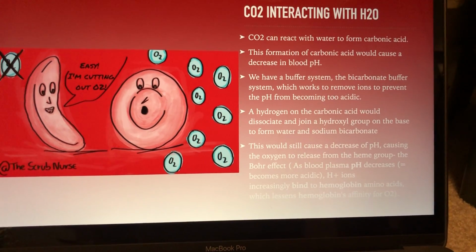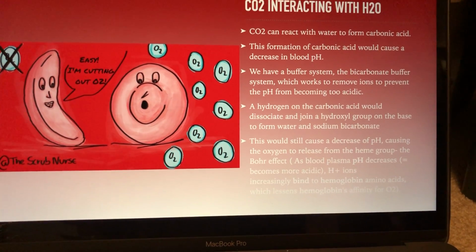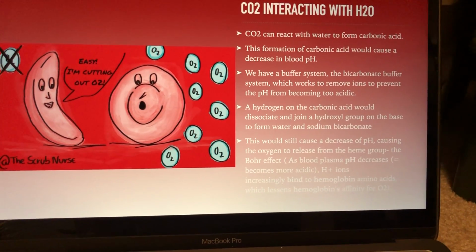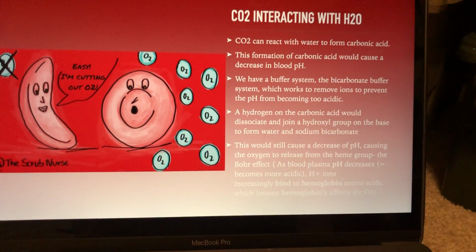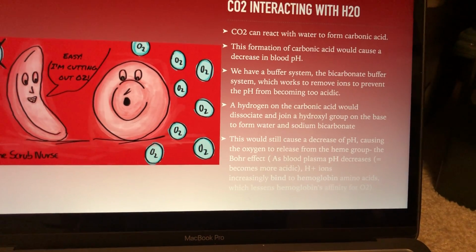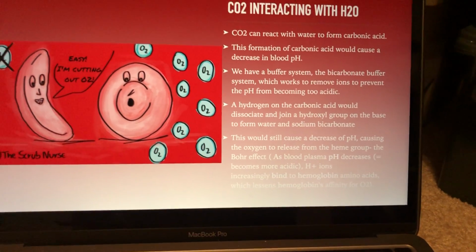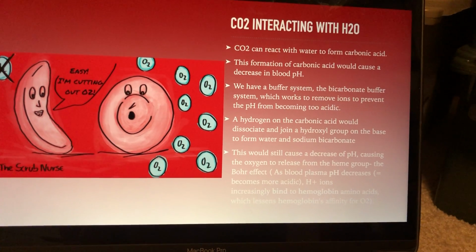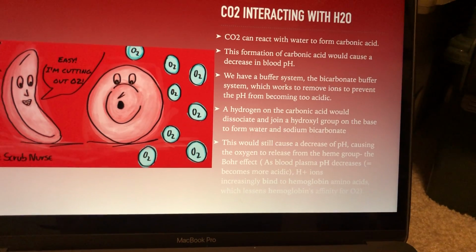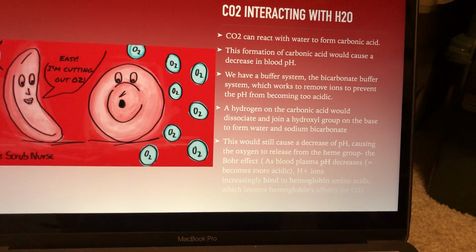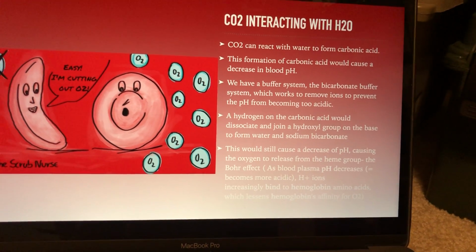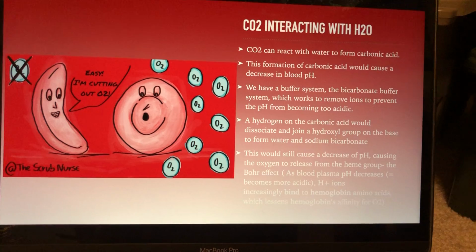So a hydrogen on that carbonic acid would actually dissociate to join the hydroxyl group on the base to form water and sodium bicarbonate, which would still cause a decrease in the pH, causing that oxygen to release from the heme group. And this is a term that we learned, which is called the Bohr effect. As your blood plasma pH decreases and becomes more acidic, your hydrogen ions increasingly bind to the hemoglobin amino acids, which will lessen the hemoglobin's affinity for the oxygen.